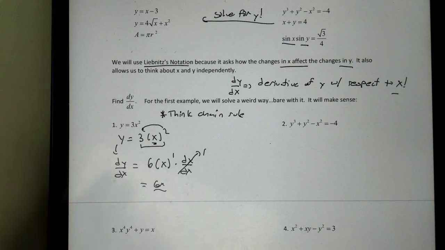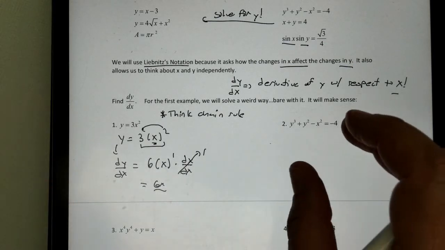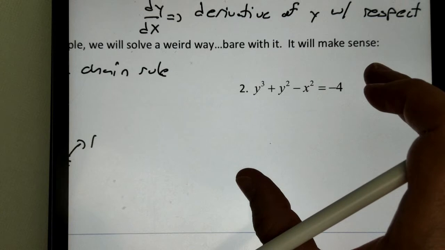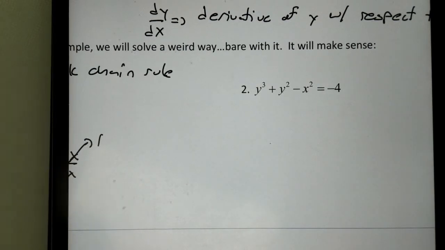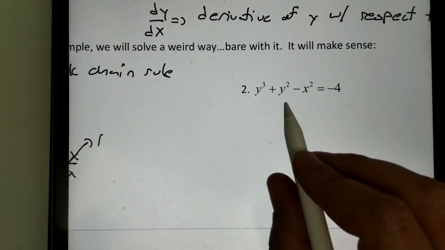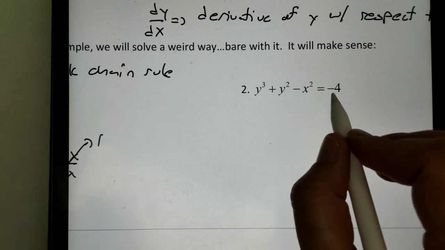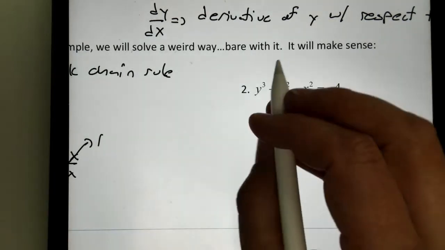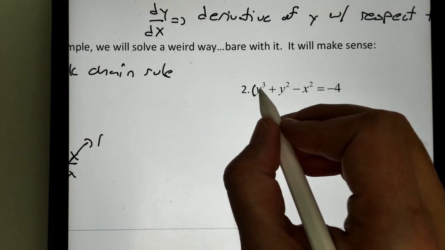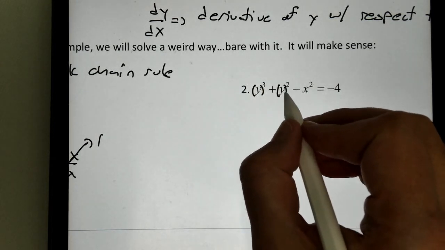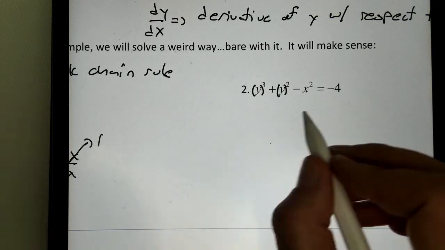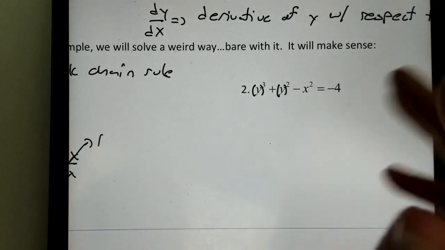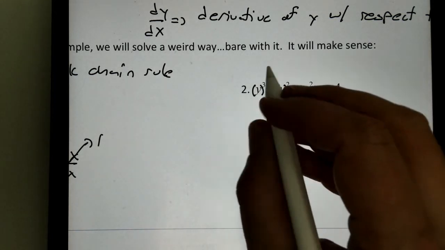So let's take a look at how we solve these problems. And we're going to zoom in a little bit here. So for question number 2, we got this function, y cubed plus y squared minus x squared equals negative 4. When we take the derivative, this is what we're going to do. We are going to think chain rule. Everything in parentheses that has a y on it. We're not going to worry so much about the x. We'll talk about that in a second.